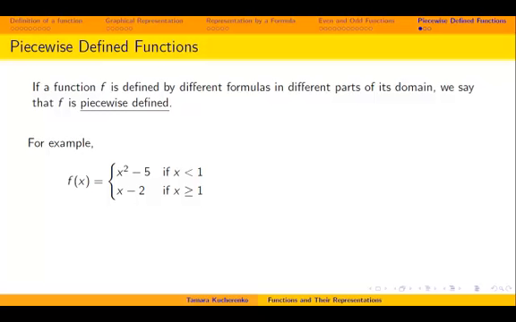Let's evaluate f at several different points. To find f at negative 1, we first look at the argument. Here x equals negative 1, which is less than 1. For any x less than 1, f of x equals x squared minus 5. So we plug in negative 1 into x squared minus 5. We get negative 1 squared minus 5, which is negative 4.